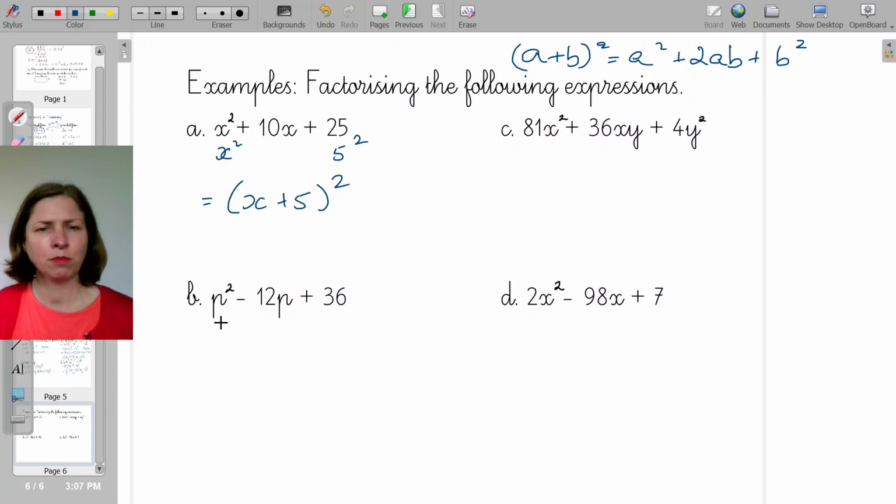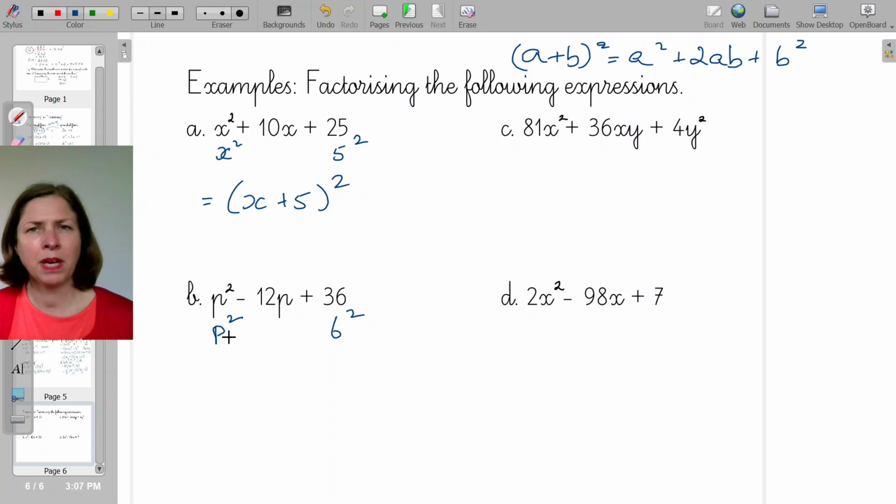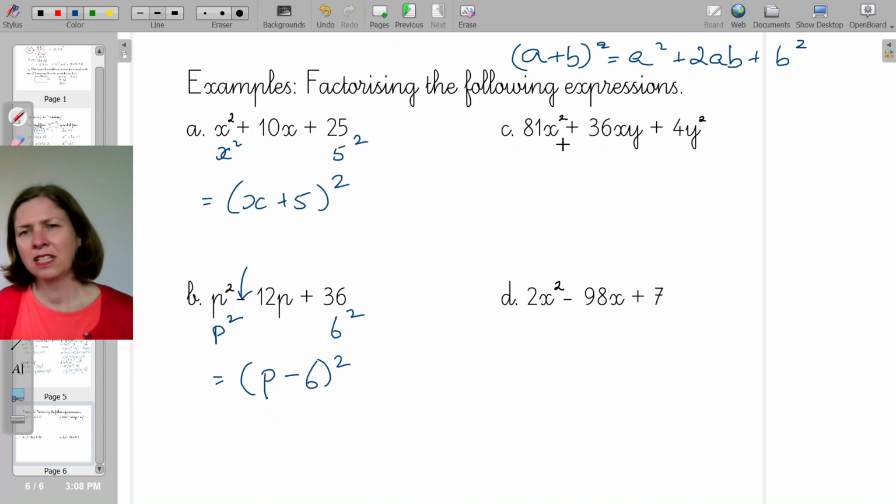Let's look at this example. I've got p here, squared, and I've got 6 squared here, and in the middle, I've got 6 times p doubled, which is 12, but I've also got this negative here. So that means I'm going to have p minus 6 all squared. Well, now this one looks really complicated, but it's not, because look, this 81 is a perfect square and this 4 is a perfect square.